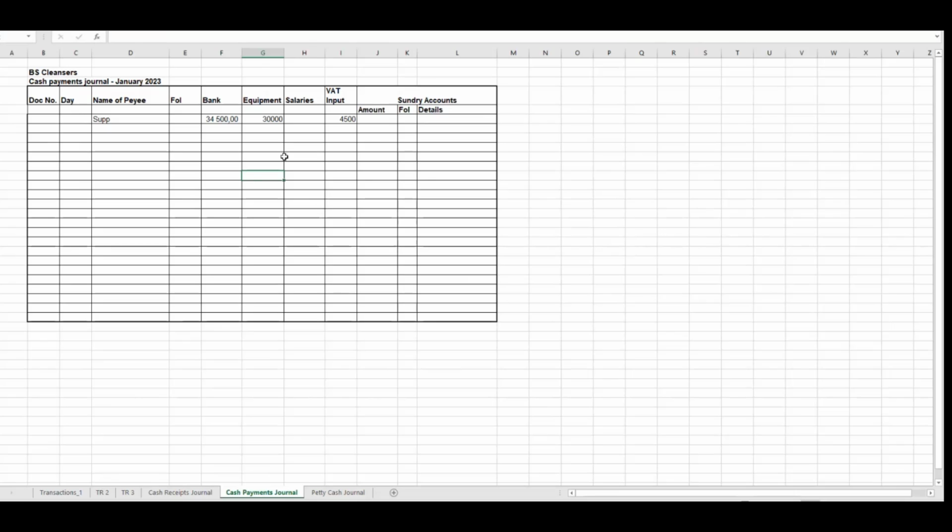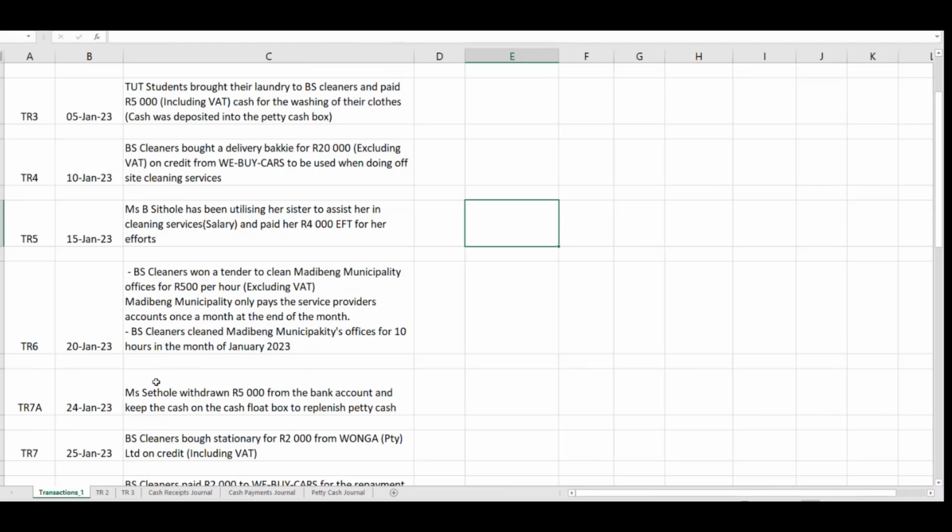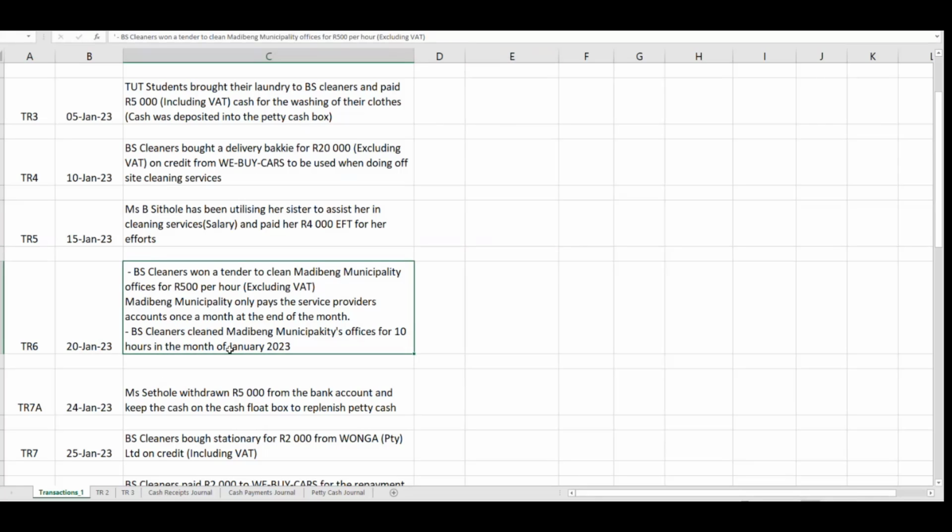So cash payment journal, under salaries, it's 4,000 rand. On a transaction, it should be mentioned what is the name and many other things. We're going to write the dates, and remember we already said there is no VAT, and we gave reasons there, which we will not repeat.